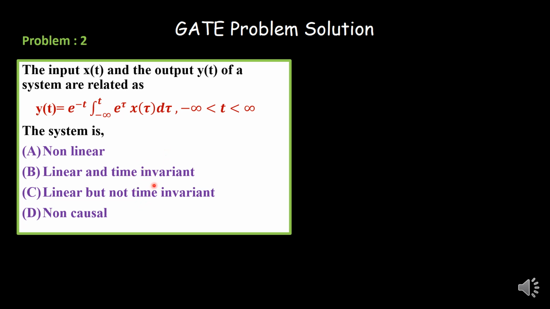Let me check whether it is a linear system or time invariant system or non-causal system. So let me start solving the problem. Let me write the function first. Here the function is given as y of t equal to e power minus t integral from minus infinity to t of e power tau x of tau d tau. First let me check for linearity, whether the system is linear or not.